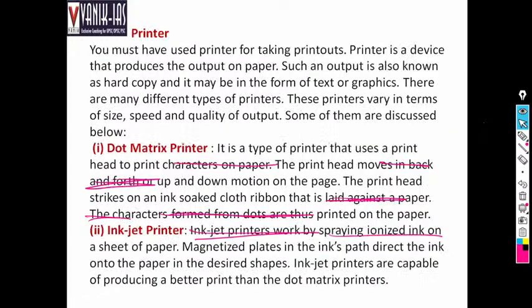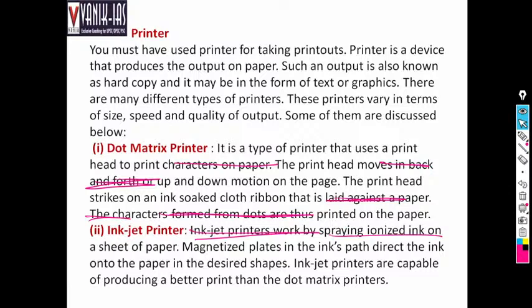Then, what is a printer? You must have used a printer for taking printouts, right? A printer is a device that produces output on paper. Such an output is known as hard copy, and it may be in the form of text or graphics. There are many different types of printers. These printers vary in terms of size, speed, and quality of output.